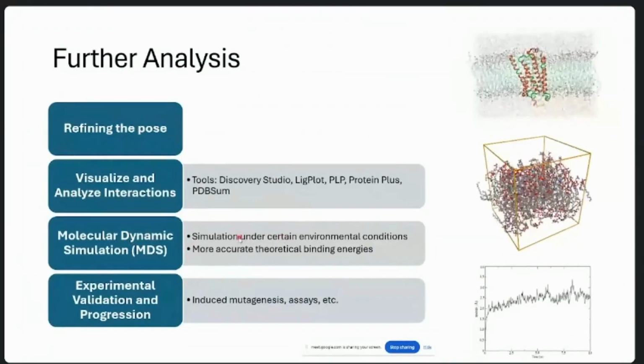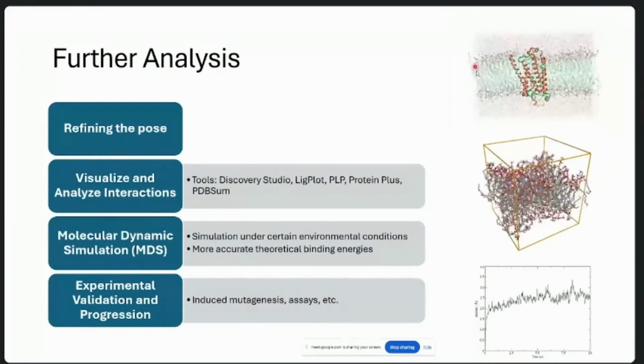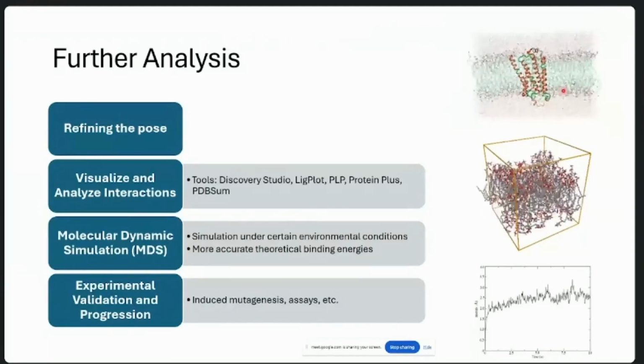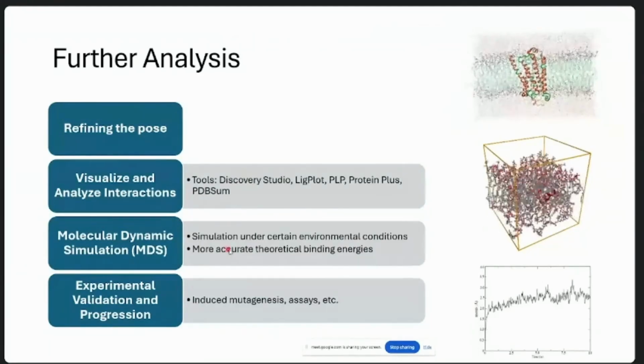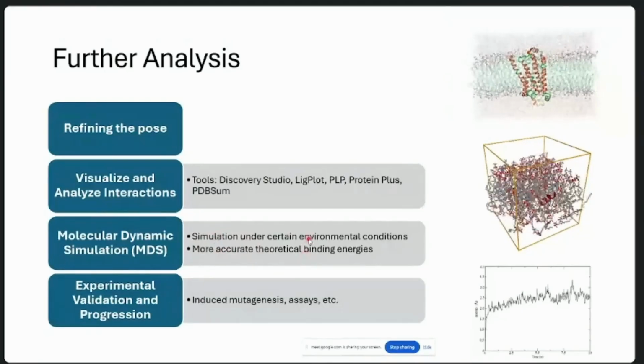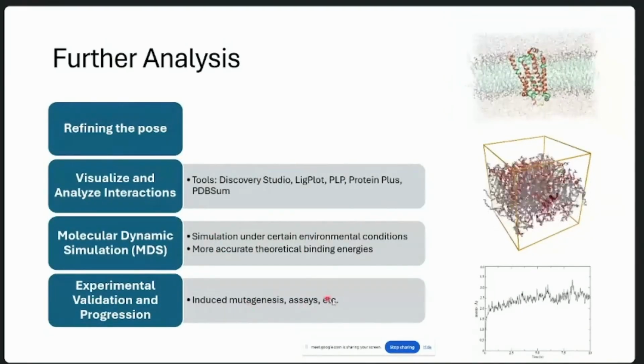Molecular dynamics, as we said, this is, for example, a molecular dynamic simulation, and we usually have an environment that's taken into account. For example, here we have a lipid bilayer. And usually molecular dynamic simulation provides more accurate theoretical binding energies. Experimental validation, as we said, the mutagenesis assays, and so on.